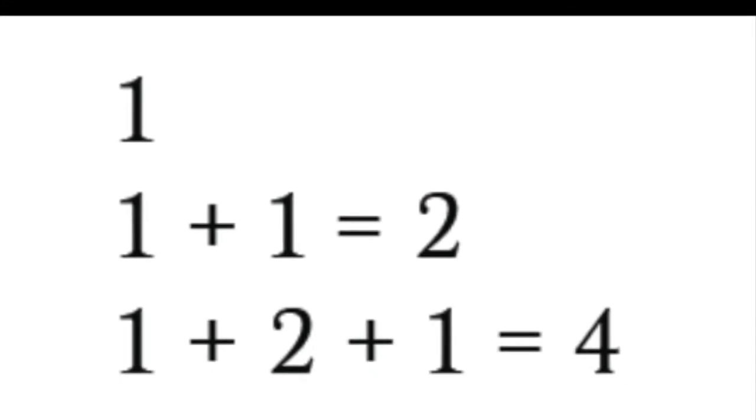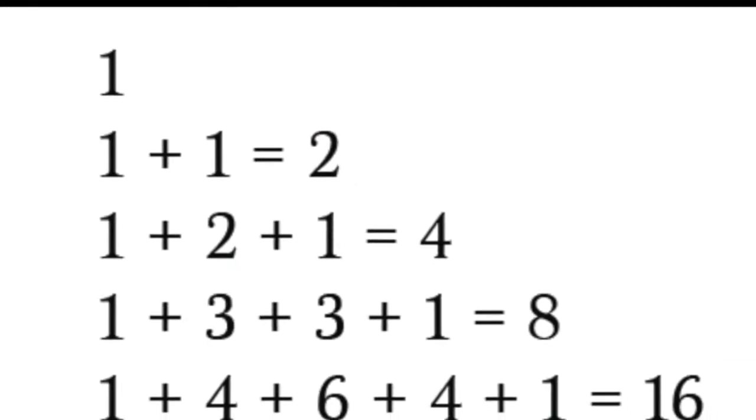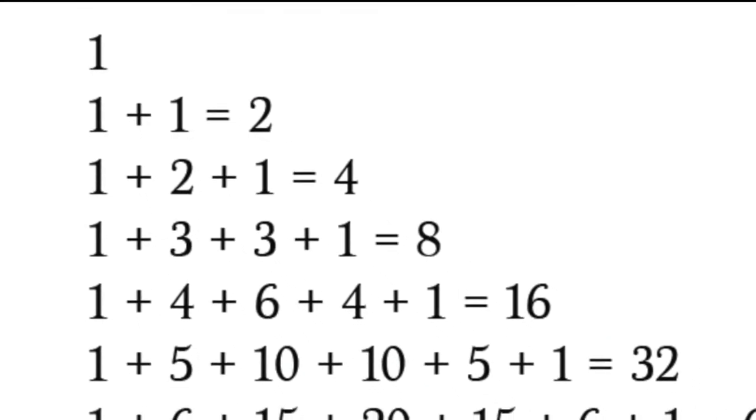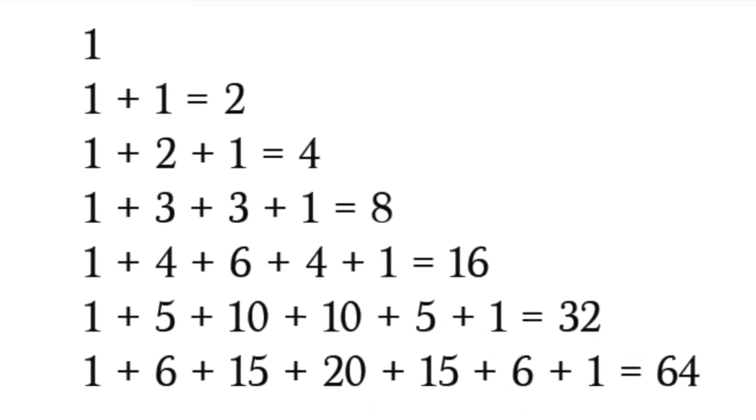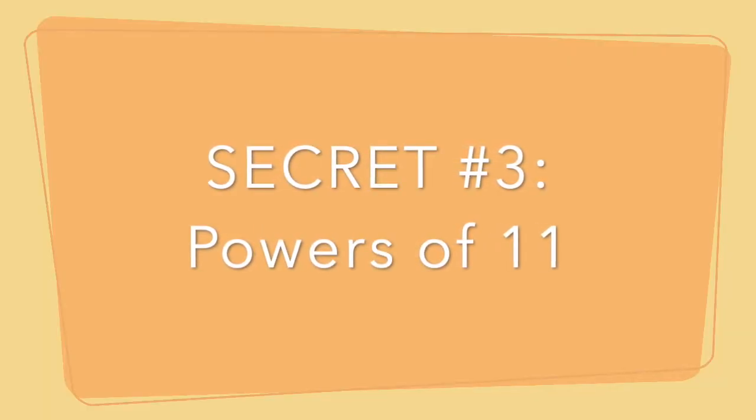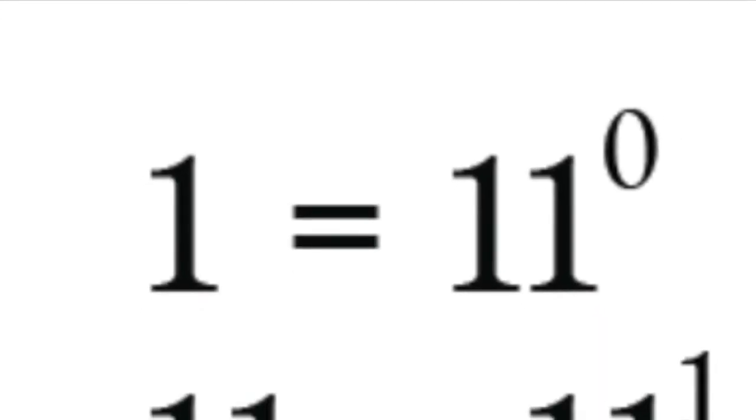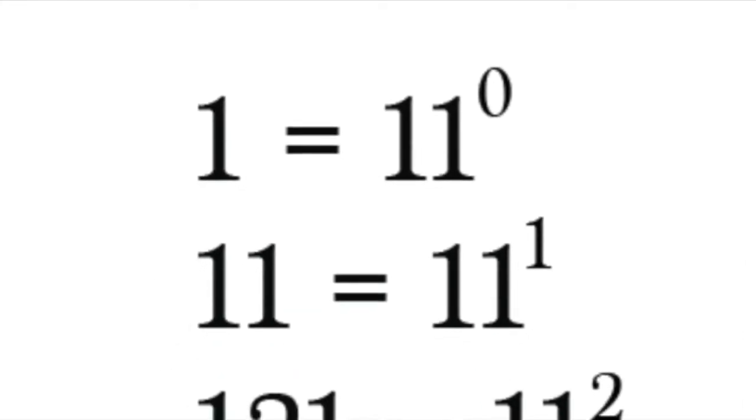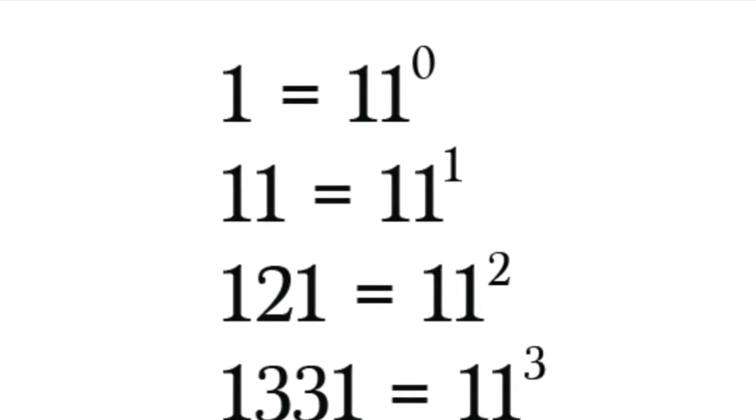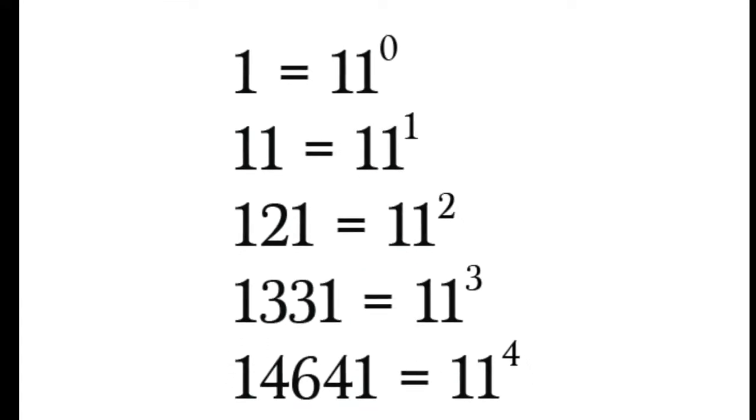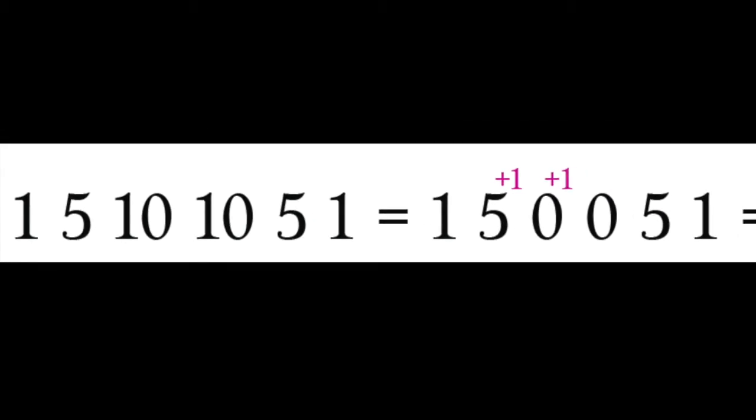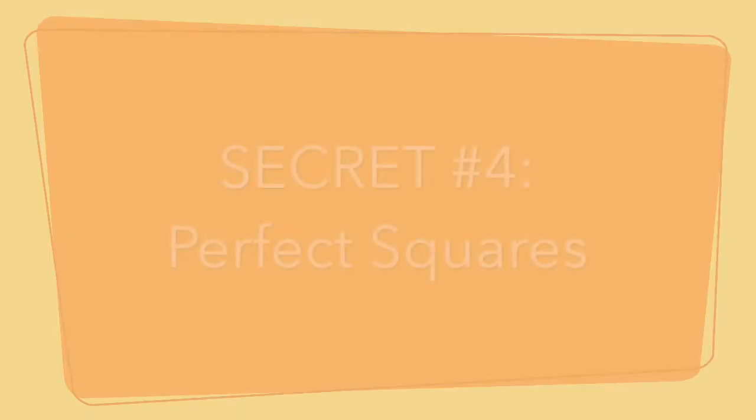If we take each row and take the sum of the terms in that row, the resulting number is a power of 2, starting with 2 to the 0. If you take each row and squish the terms together, the triangle reveals the powers of 11. This works very easily for the first 5 rows. When you get to rows with double digits, you carry the tens place over to the number on its left.